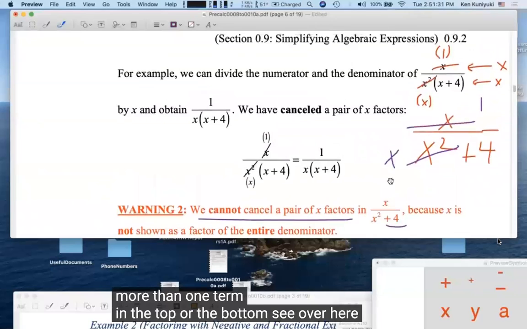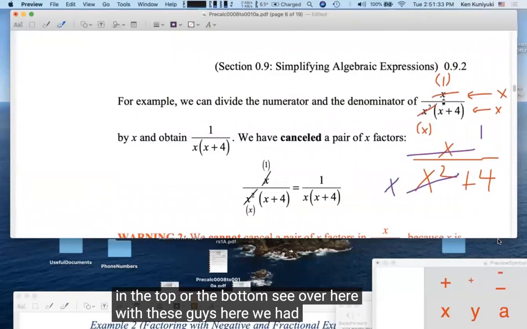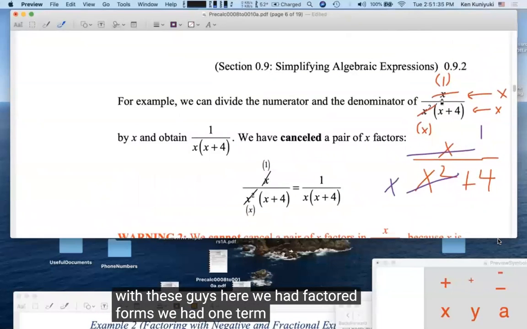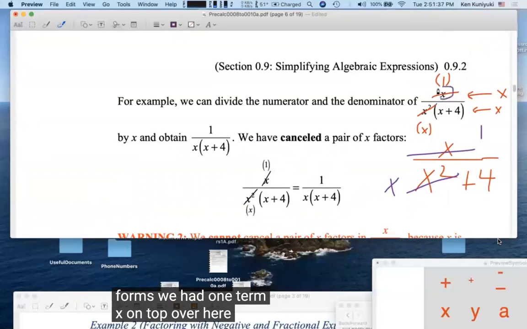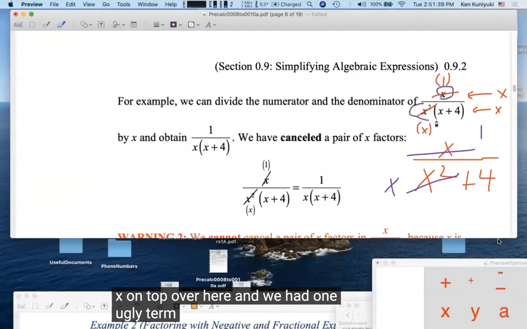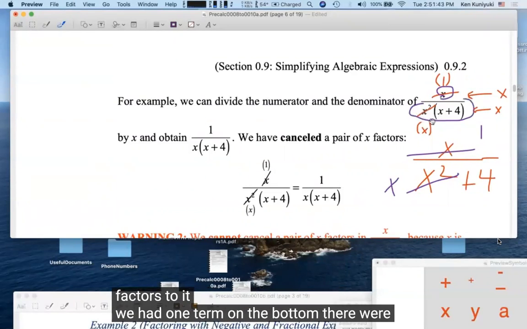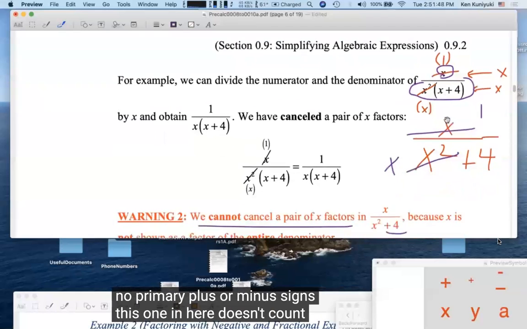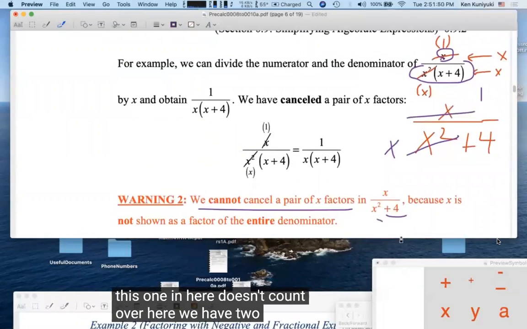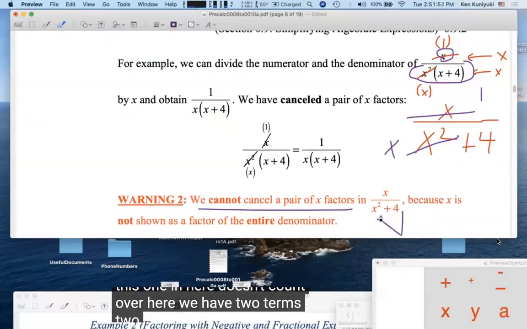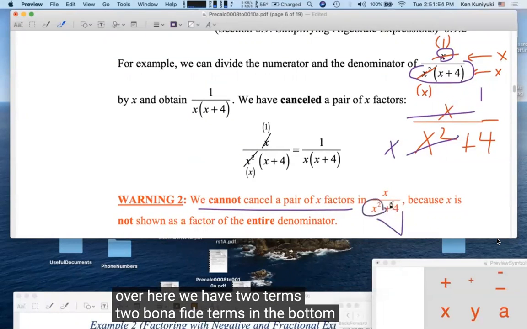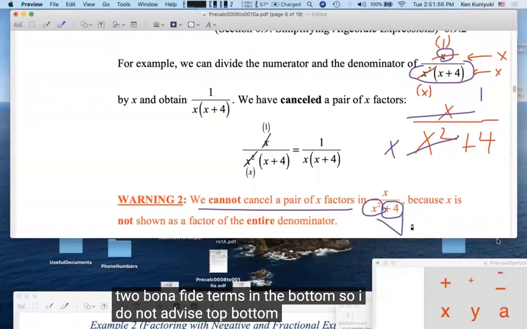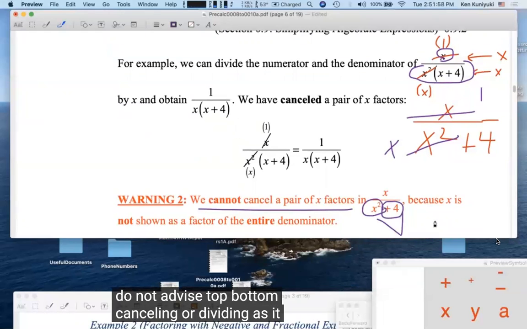See, over here, with these guys here, we had factored forms. We had one term, x on top over here, and we had one ugly term on the bottom. It had two factors to it. We had one term on the bottom. There were no primary plus or minus signs. This one in here doesn't count. Over here, we have two terms, two bona fide terms in the bottom, so I do not advise top-bottom canceling or dividing as it stands.